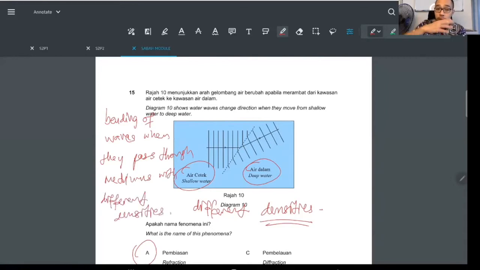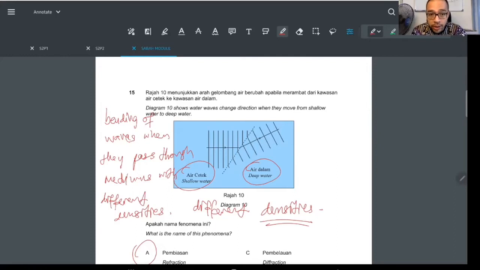Okay, the waves look like they are bending. Okay, pembengkokkan gelombang, or the changing of the direction of the waves when they pass through mediums of different densities. So when we talk about refraction of waves, we need to think about the density of the material.